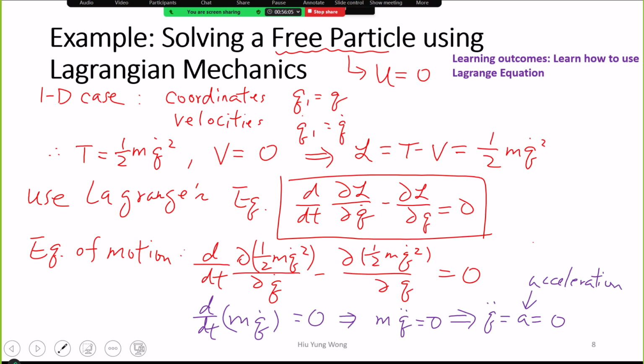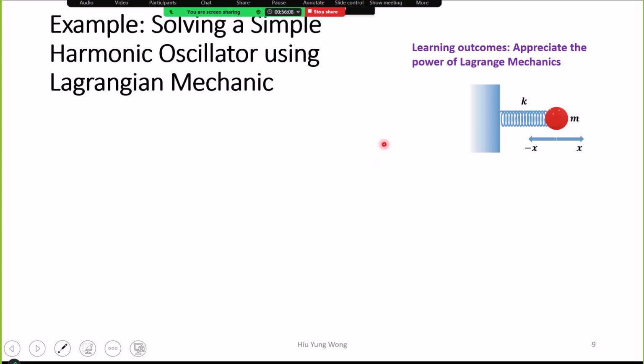Now, if this is okay, let's do a more complicated example. You have learned the simple harmonic oscillator, right? A mass attached to a spring with a constant k. If you forgot, I just remind you that the force equals negative kx, right? You stretch it by x. x means the delta, how much you stretch the spring. If you have a positive stretch, the force is going to pull you back. If you compress the spring, then it's going to push you away, right?